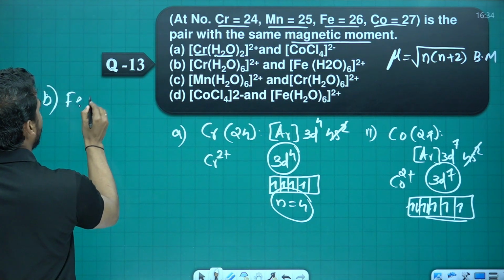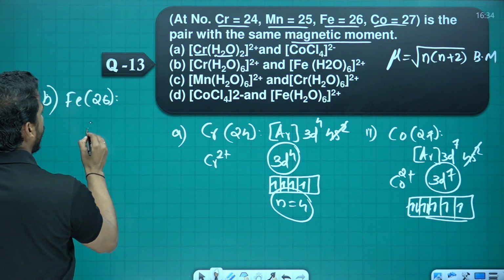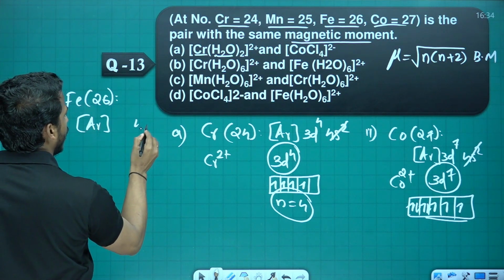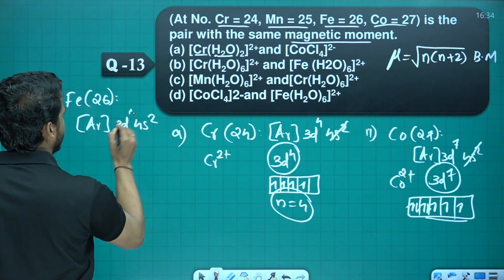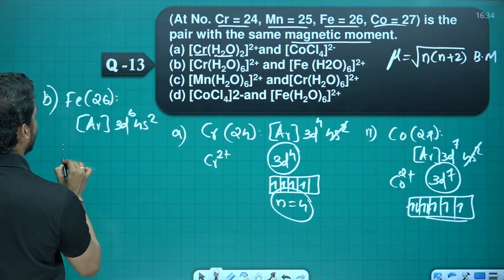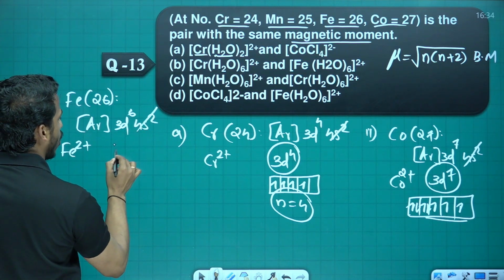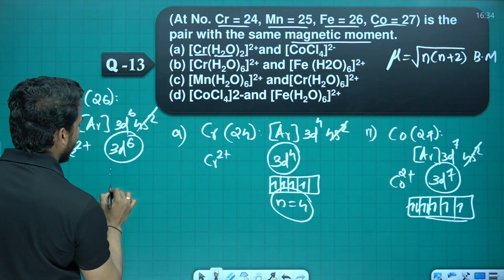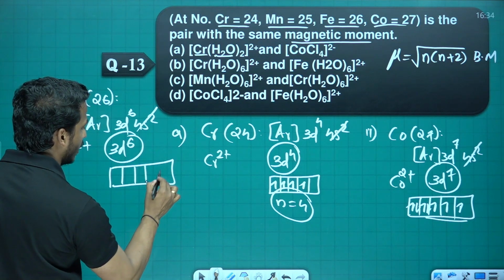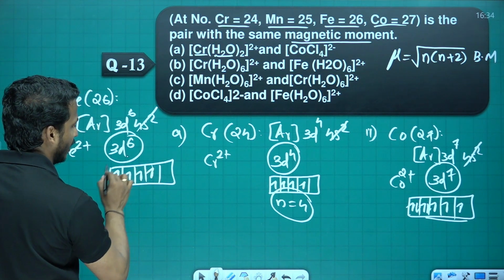Fe atomic number is 26, so the configuration is [Ar] 4s2 3d6. And the Fe charge here is 2+, so the 4s2 is gone and 3d6 is there. 3d6, how do you write the electrons, my dear? 1, 2, 3, 4.